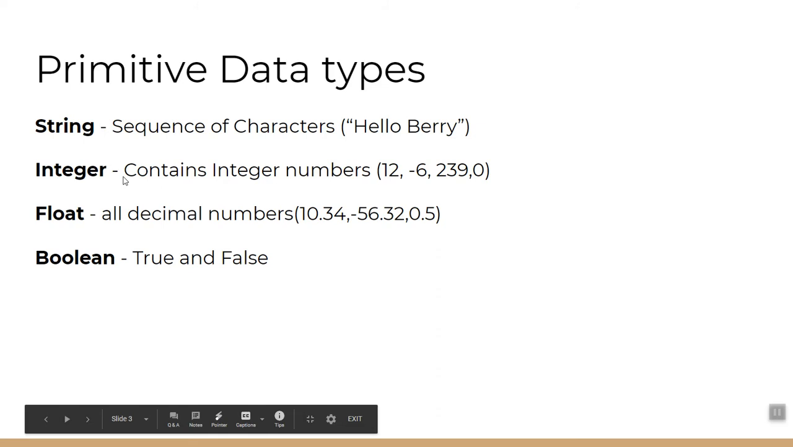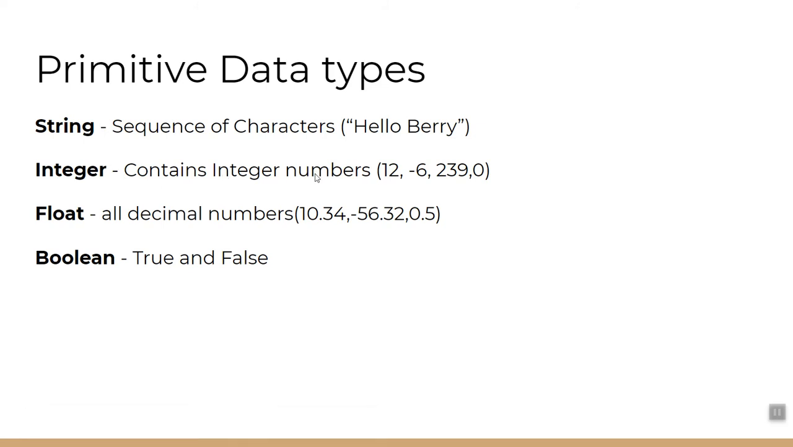The second one is the integer. This contains integer numbers, I mean the whole numbers, which include positive, negative as well as 0. Float numbers are the numbers which contain decimals; all the decimal numbers are considered float numbers. They can be either positive or negative. And boolean, as you know, contains only two values, true or false.